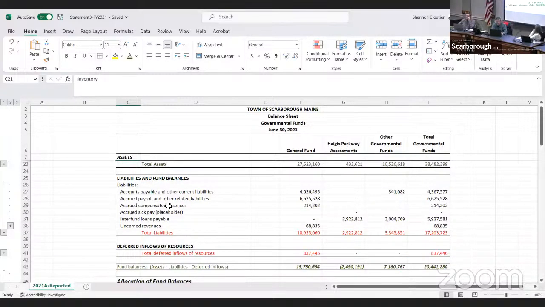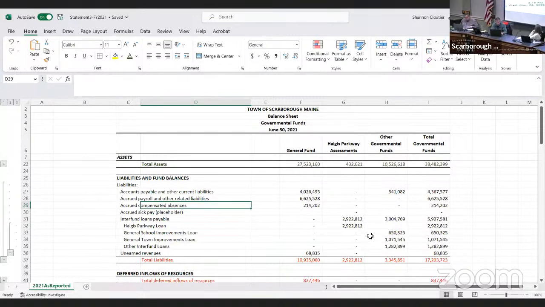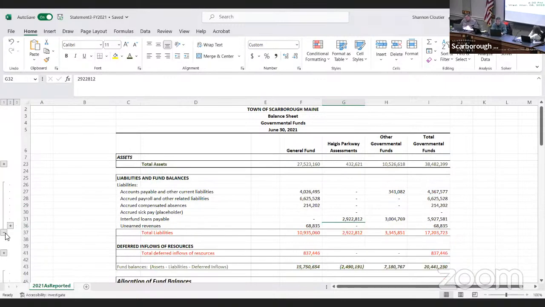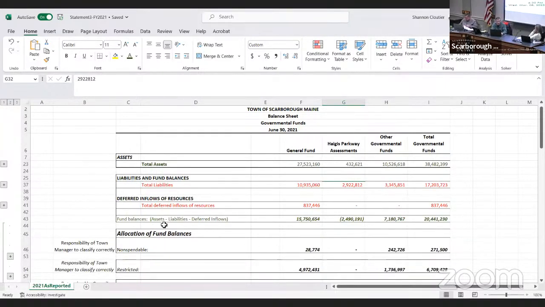Liabilities are things like what we have to pay on payroll, compensated absences, sick pay. There's also a liability for loans payable. Like you'll see that the Higas Parkway, for example, has a loan payable under the Higas Parkway column and a receivable under the general fund. Am I losing everybody?